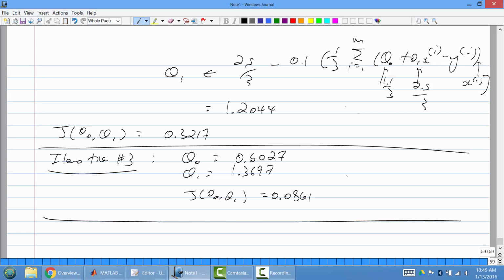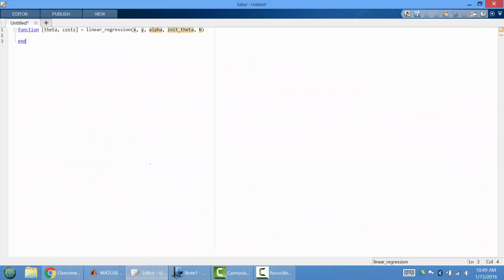Let me just end this by actually coding in MATLAB for you so you can see for yourself. I want to write a function that's called linear regression. It's going to take in a bunch of x points as an array, y points the expected value, alpha the learning rate or the step size, and then the initial theta, which is a 2-column vector, and the total number of iterations.